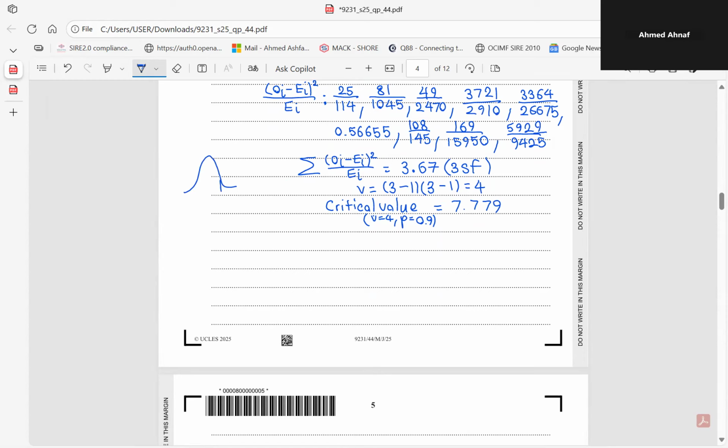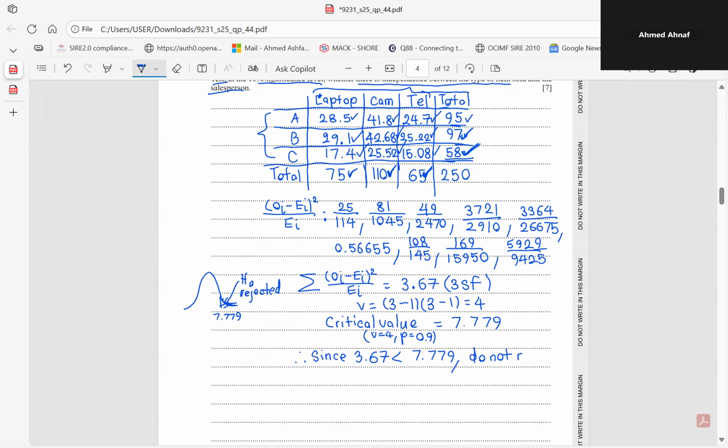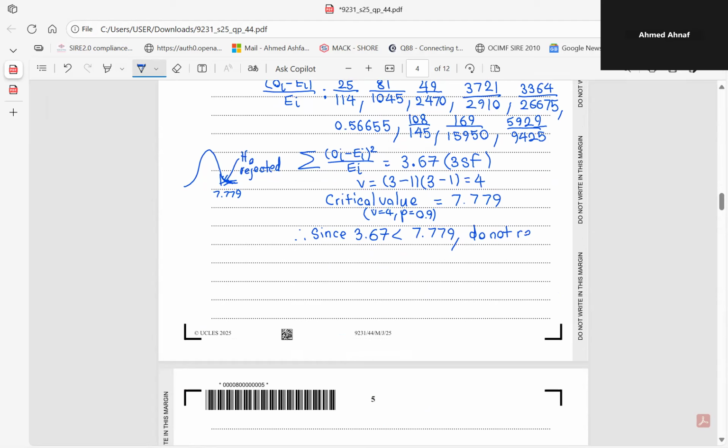For chi-square, just like the z-test and t-test, the rejection region is around here. So if your test statistic is more than 7.779, then H naught is rejected. But here, since 3.67 is less than 7.779, do not reject H naught. Oh no, I forgot to.